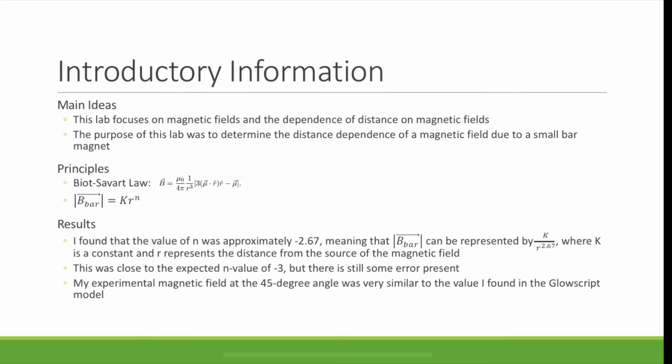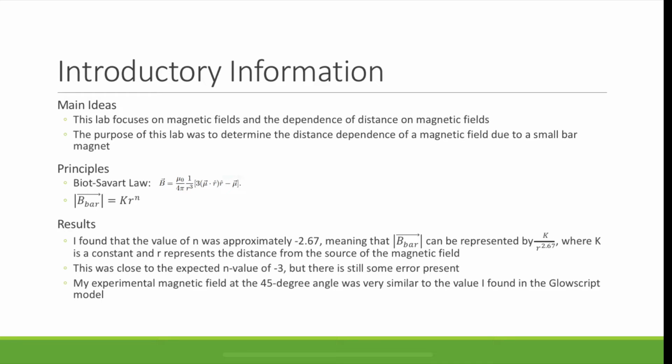The purpose of this lab was to determine the distance dependence of a magnetic field due to small bar magnets. This lab focuses on magnetic fields. Some of the main principles are the Biot-Savart law, which is an equation that gives a magnetic field given the r vectors and the moment vector.